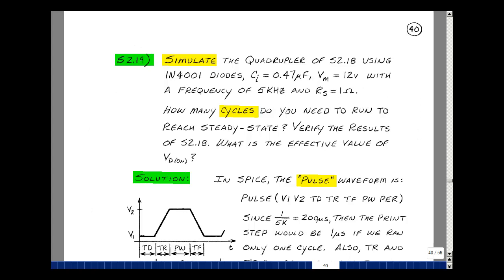This lesson deals with supplemental problem 219. You can find this problem in the ECE302 ebook in the Chapter 2 Supplemental Problems, starting on page 40.